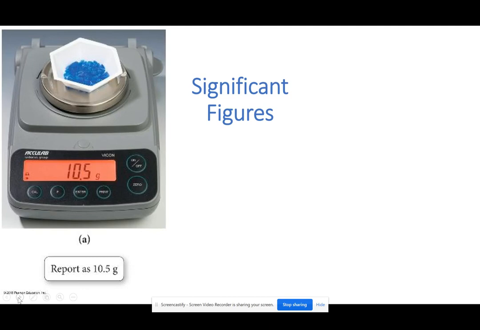So here is our first instrument that we're going to take a look at. We're just going to quickly review how to read a digital instrument, and then we'll jump into how to recognize significant figures. What we see here is a scale measuring, let's say, a blue blob. When we put it onto this digital scale, it reads out as 10.5 grams. So this scale gives me three significant figures: the 1, the 0, and the 5.